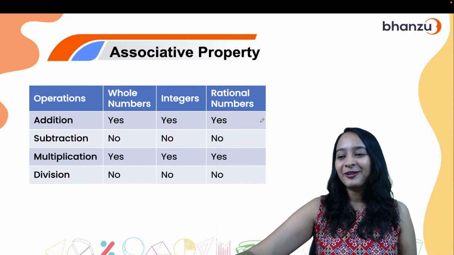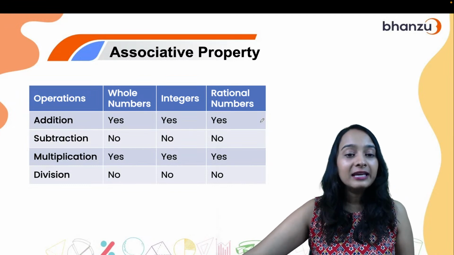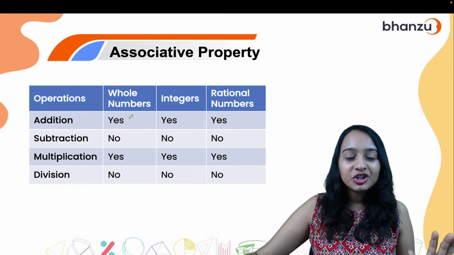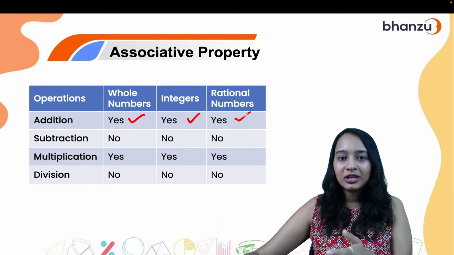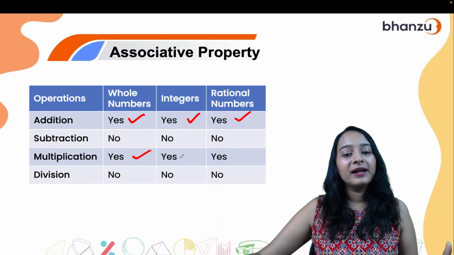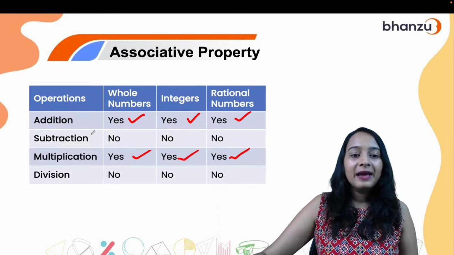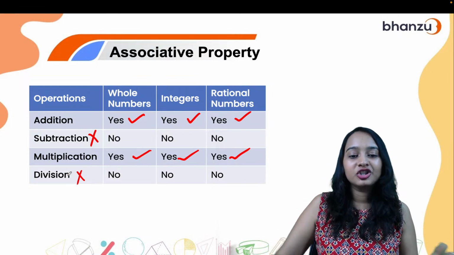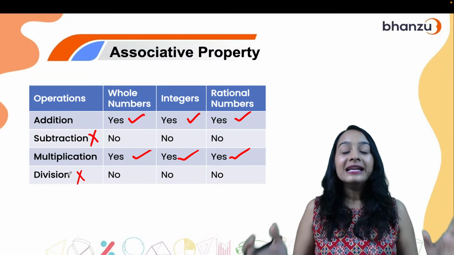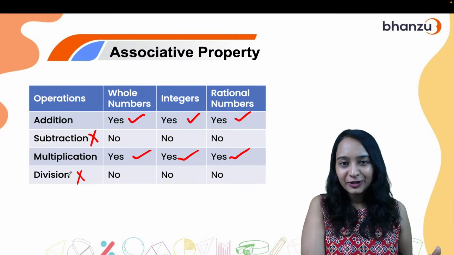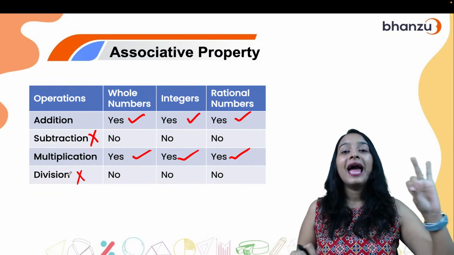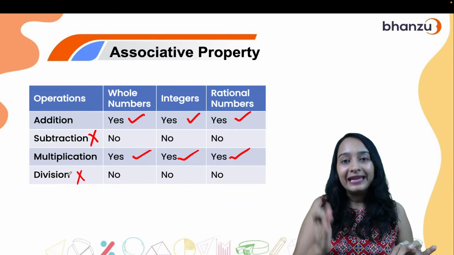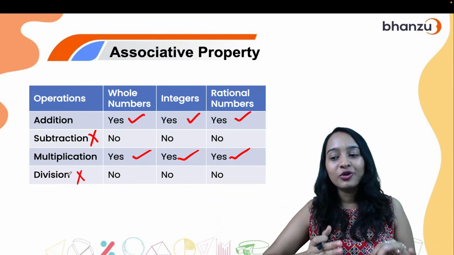So again, moral of the story here is, as you can see, for addition of integers, whole numbers and rational numbers, associative works. Multiplication also works. But for subtraction and division, they do not work. Same as commutative property. Both of them do not work for subtraction and division of whole numbers, integers and also rational numbers.